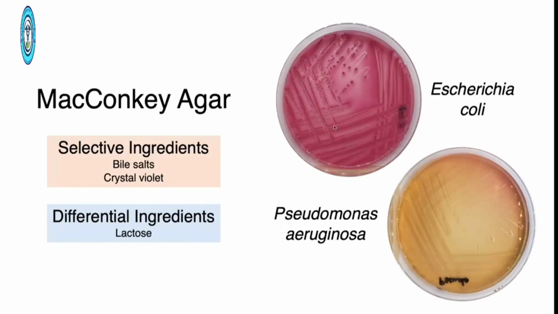On the right, you can see this MacConkey agar plate with a growth of E. coli, these nice bright pink lactose-fermenting colonies. And then we have our lactose non-fermenter, Pseudomonas, with clear colonies.